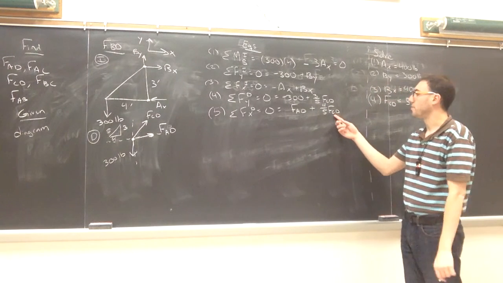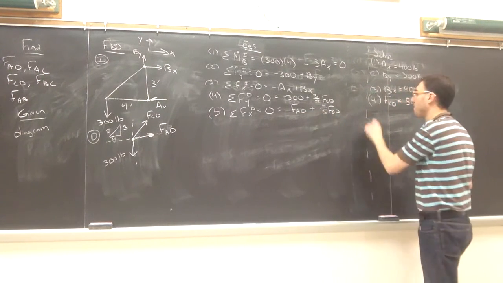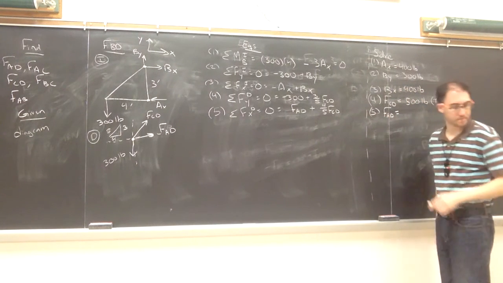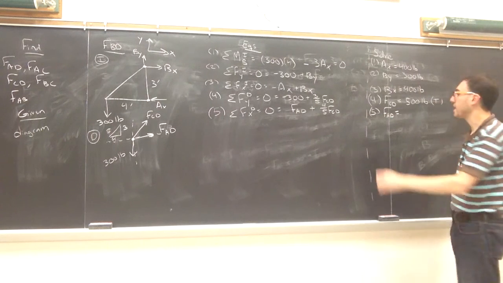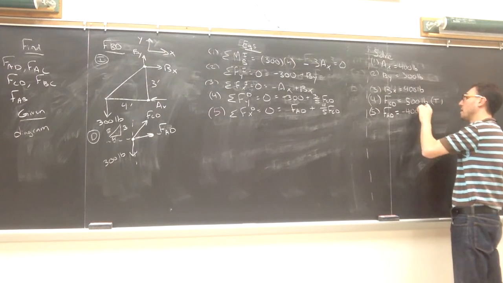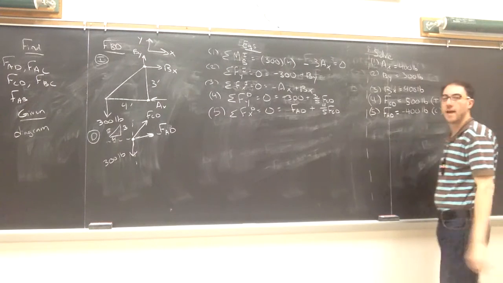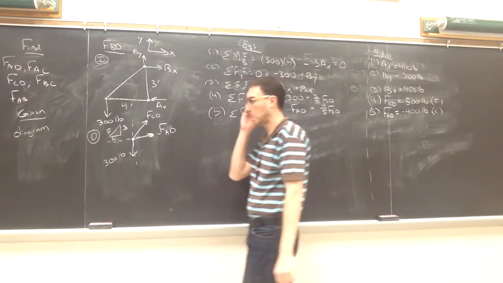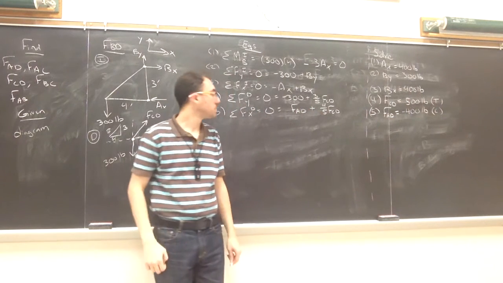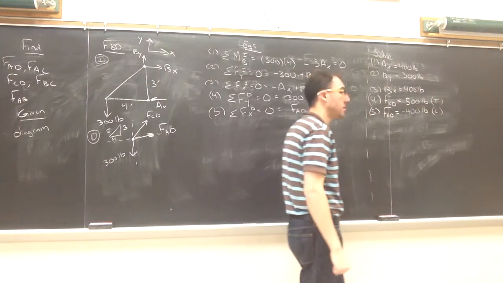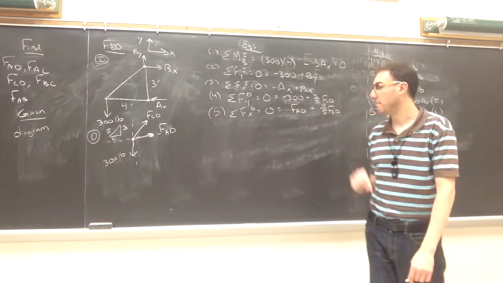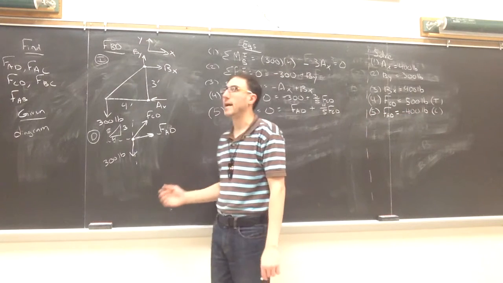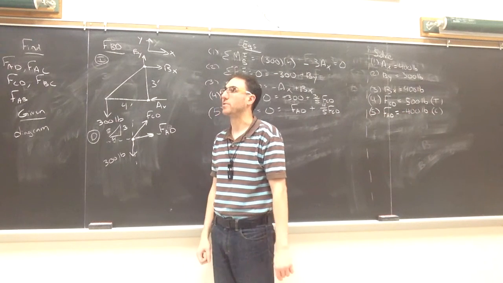Plugging in 500 for FCD, I can solve for FAD. I get negative 400 pounds, which means that FAD is in compression. I've got my two equations from my particle equilibrium picture, so that's all I can get out of it. So I have to move on and now pick another picture to draw.